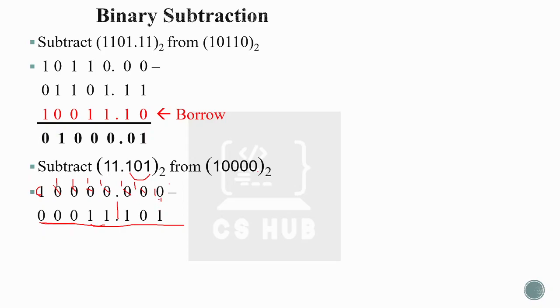So 1 is subtracted from 10, that is 1. Our result is 1. Next, 0 is subtracted from 1, our result is 1. 1 is subtracted from 1, our result is 0. There is a decimal point over here. Then 1 is subtracted from 1, result is 0. 1 subtracted from 1, result is 0. Then 0 is subtracted from 1, result is 1. 0 is subtracted from 1, result is 1. 0 is subtracted from 0, result is 0. 1100.011 is our answer. Let's check. 1100.011 is our answer. Correct.